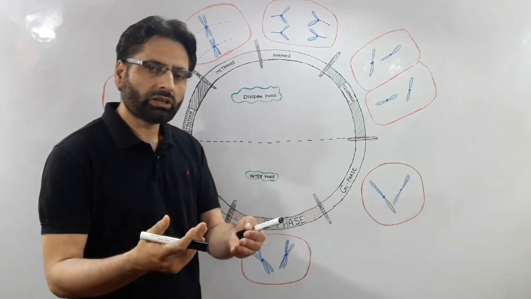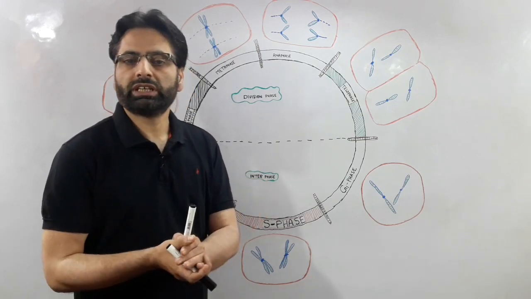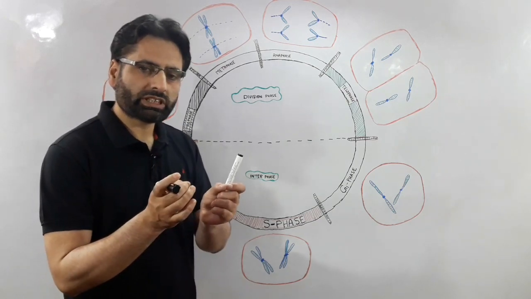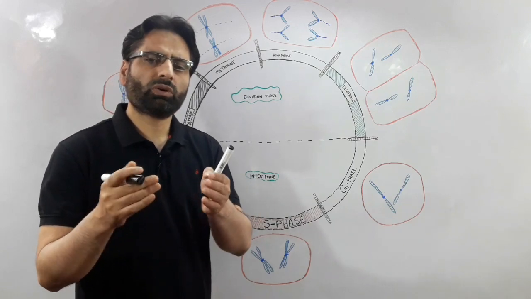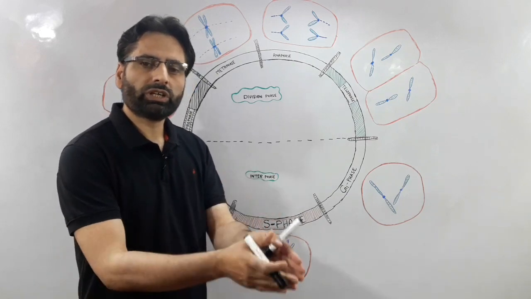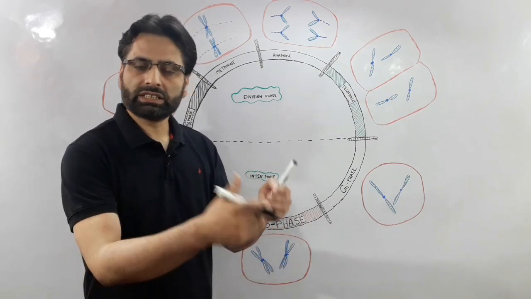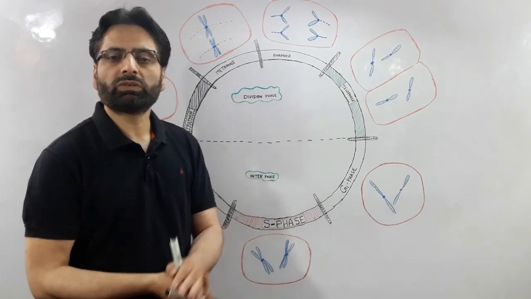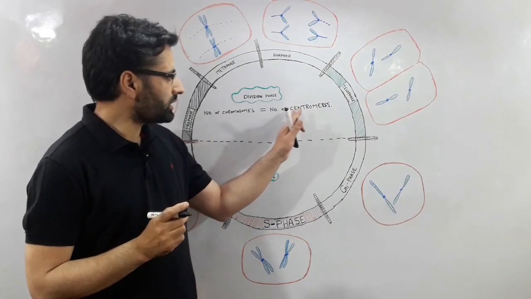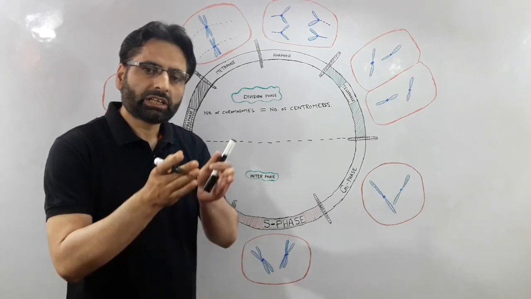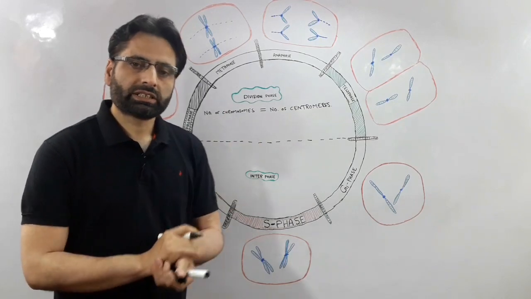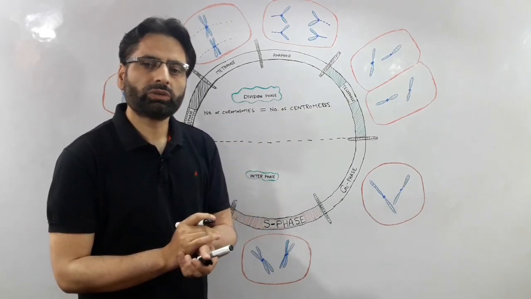That is, if you are going to count the number of chromosomes in a cell, then you have to remember that number of chromosomes is always equal to the number of functional centromeres. That is, first you have to count the number of centromeres, and this number of centromeres will tell you about the number of chromosomes in that cell. That is, number of chromosomes in a cell is equal to the number of centromeres. This is the first point you have to remember.